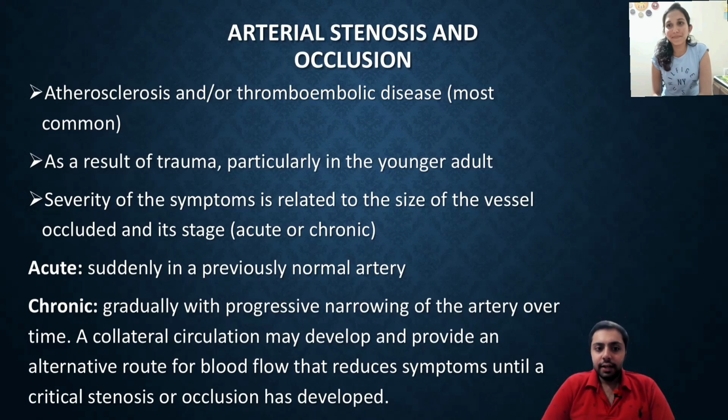In acute, it happens suddenly, and chronic is a gradual process with progressive narrowing of the artery over time. In chronic, the important thing is the formation of collaterals. In the body, collaterals get formed in a chronic condition and provide blood supply to that area, an alternative pathway, until there is a critical stenosis or it has been fully occluded. In acute cases, we don't have time for collaterals to form.